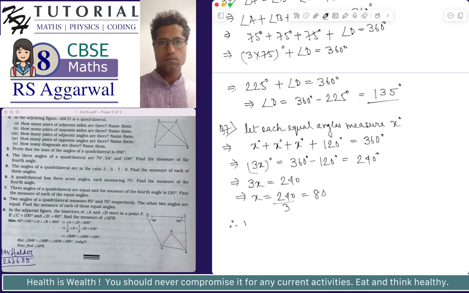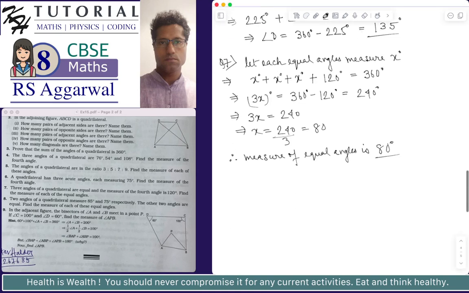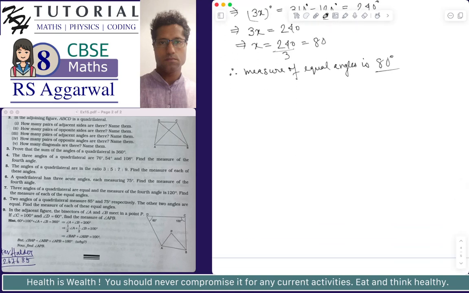So x is 80. It is asking to find the measure of each of the equal angles. Therefore, the measure of the equal angles is 80 degrees. Since we have assumed the equal angles to be x degrees and found x to be 80, the three equal angles each measure 80 degrees. Question number 7, the answer is 80 degrees. Okay. Let's do question number 8.